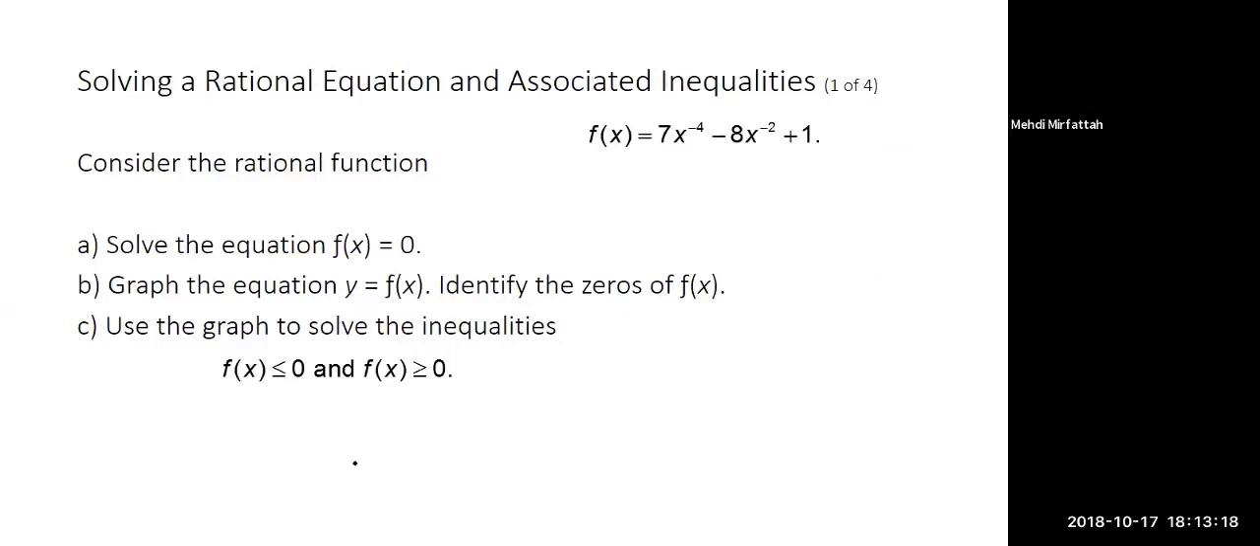Solving a rational equation and associated inequalities. Let's take a look at f of x being 7 times x to the power minus 4, minus 8 times x to the power minus 2, plus 1. Part A asks to solve the equation f of x equal to 0. We want to graph them and also use the graph to see when f of x will be positive or negative.